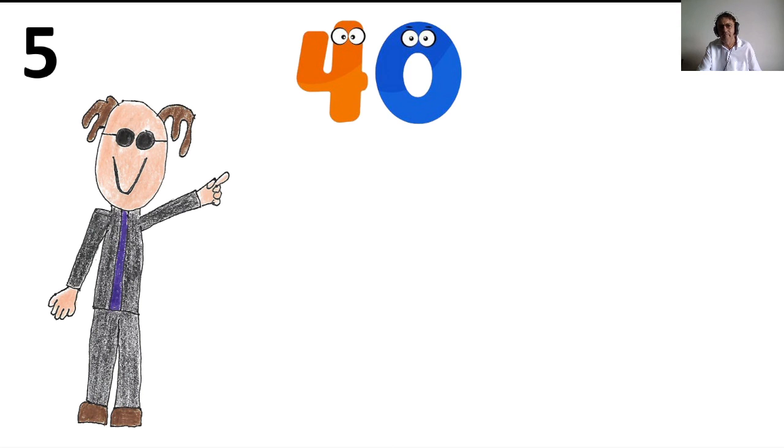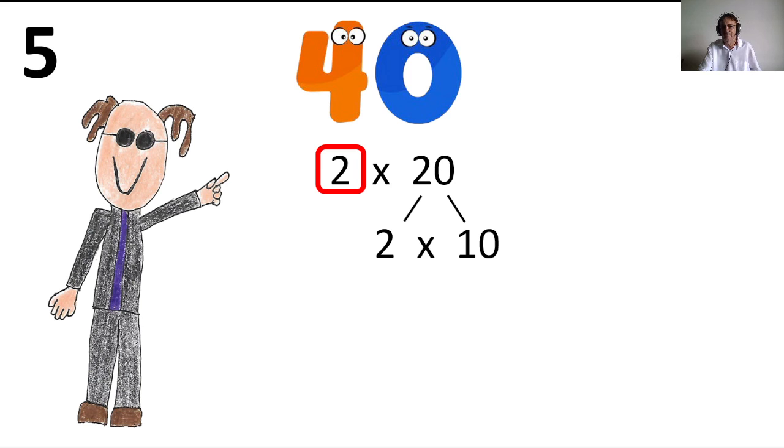Okay, students. So 40 is an even number, so we must divide by 2. Gives us 20. So the equation is 2 times 20. 2 is a prime number. 20 is not. 20 is a composite number. So again, we must divide by 2. 20 divided by 2 equals 10. The equation is 2 times 10. 2 is a prime number. 10 is not. 10 is a composite number.